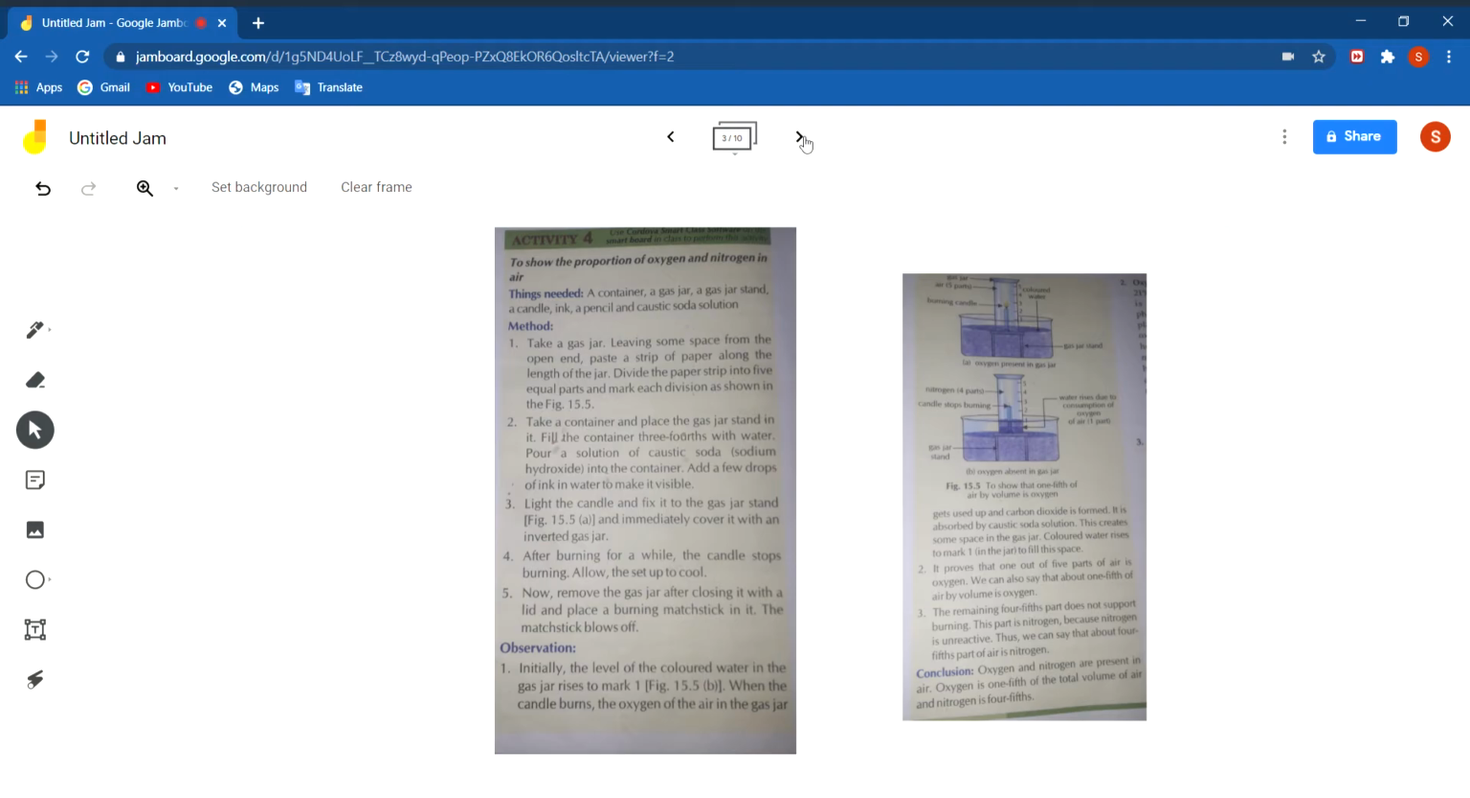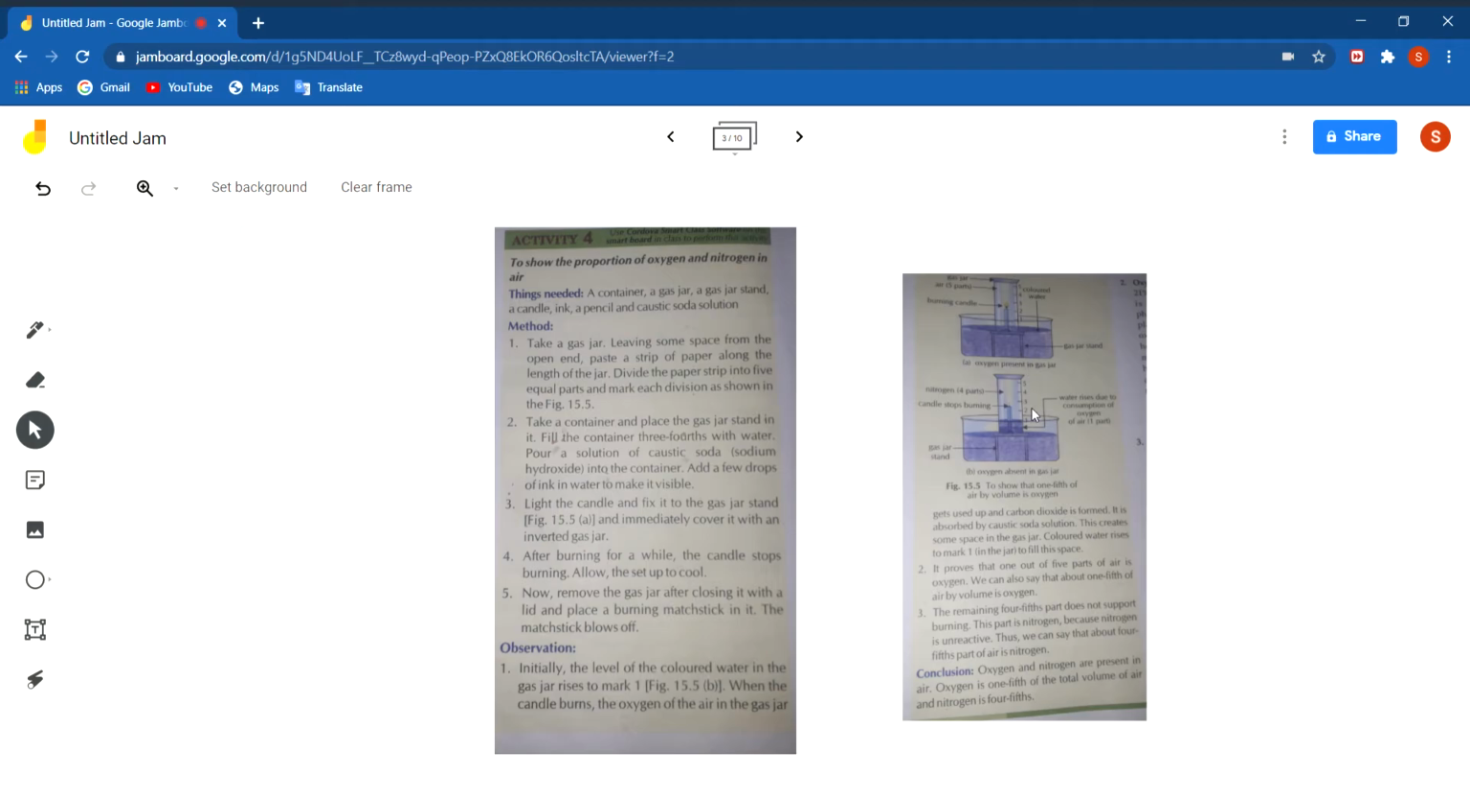Now all you have to do is take a gas jar and leave some empty space from the open end. Paste a strip of paper along the length of the jar. This you can see here in this figure, figure A. You place a strip of paper along the length of the jar and divide the paper strip into 5 parts and mark each of them, like here it is marked 1, 2, 3, 4 and 5.